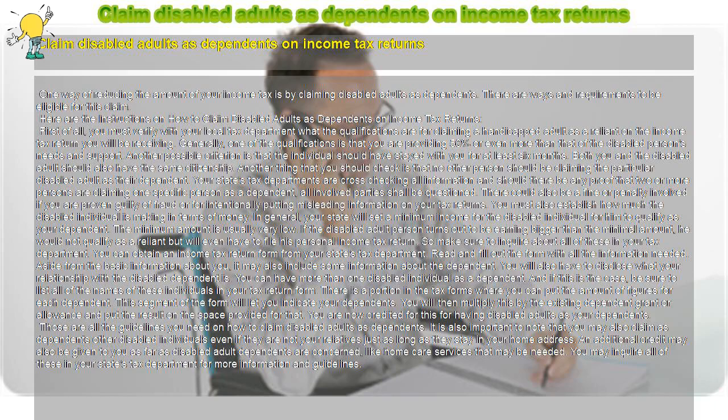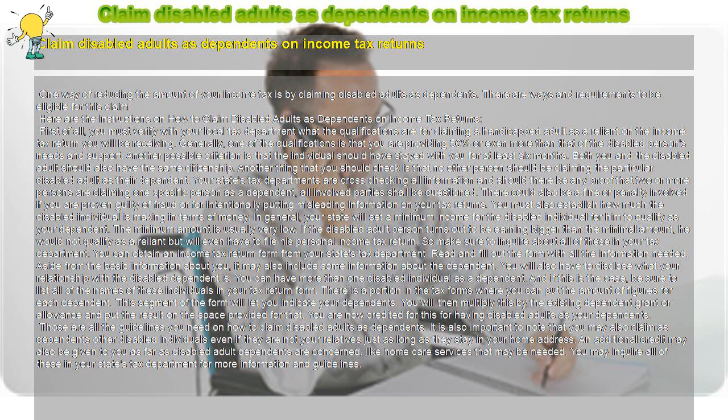Claim disabled adults as dependents on income tax returns. One way of reducing the amount of your income tax is by claiming disabled adults as dependents. There are ways and requirements to be eligible for this claim. Here are the instructions on how to claim disabled adults as dependents on income tax returns.